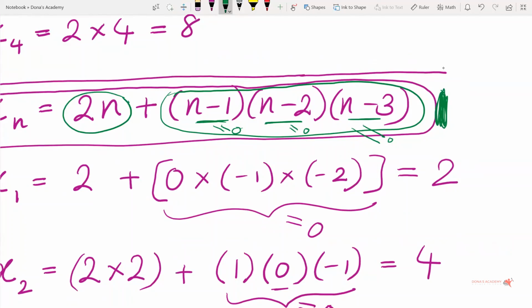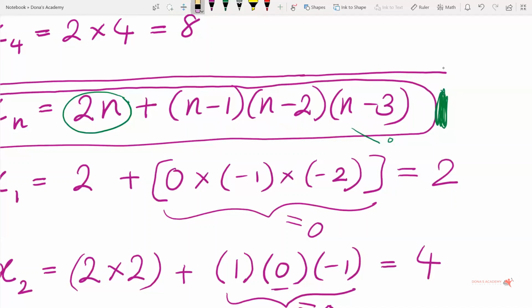However, when it comes to 4, since I don't have the n minus 4 term, this term will not be 0 when n equals 4. So in that case, it doesn't give 8. It gives you another, different number. So that's how I come up with this general formula, so that the first three terms are still 2, 4, 6. That's what I wanted. And the next term is not 8.